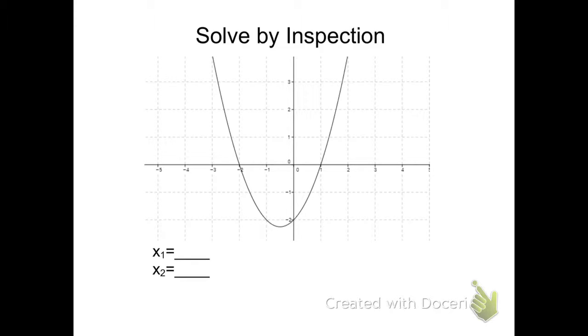Remember, your solutions are the same thing as your x-intercepts. So I go to the graph and I locate my x-intercepts, which are always found on the x-axis. So those would be my x-intercepts. So I could say x1 equals -2 and x2 equals 1. So my solutions to this quadratic would be -2 and 1.